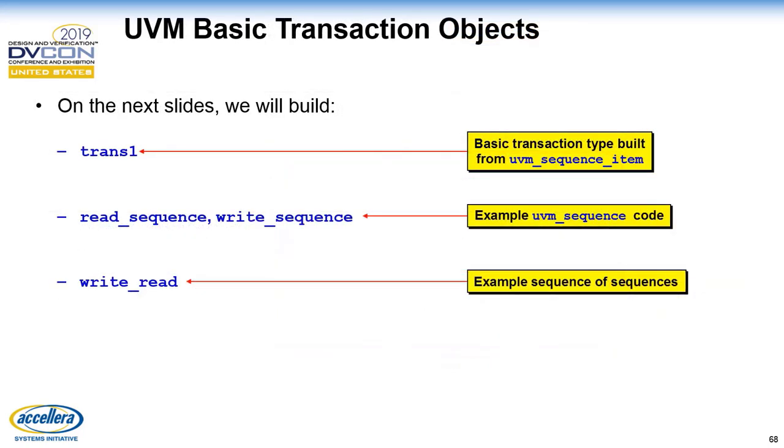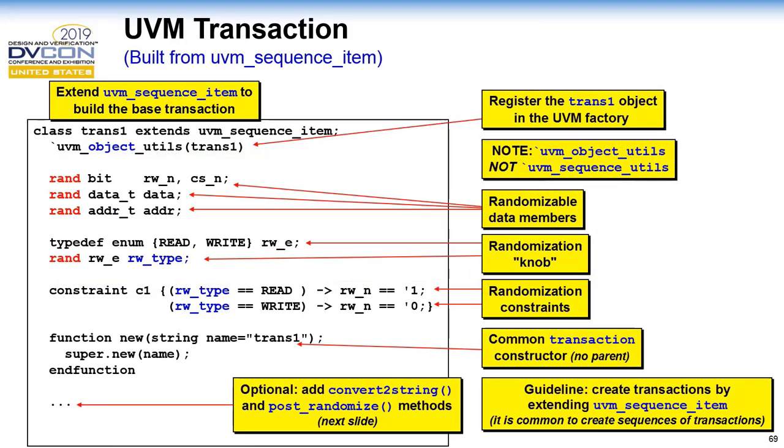Okay, so what we have next is some basic transaction objects. And so we've got a transaction that extends UVM sequence item, and I'm going to create a read sequence and a write sequence, and I'm going to create a write read sequence. And we're going to show, because not only is the transaction where you see the 2 different flavors, the other place you see the 2 different flavors is in the execution of the transactions and sequences. And so when it comes to a transaction, here I extend UVM sequence item, UVM object utils, and I have some randomizable fields right there.